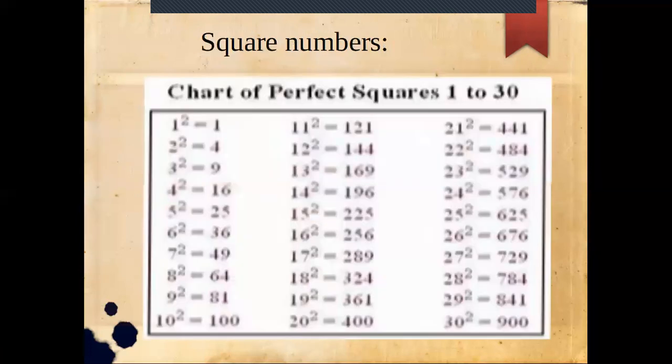So now we're going to look at square numbers. Here's a chart of perfect squares from 1 to 30. It'd be useful to learn from 1 squared to 12 squared. So let's take a moment to look at the squares of the numbers from 1 to 12 and try to learn them. You should already know most of them.